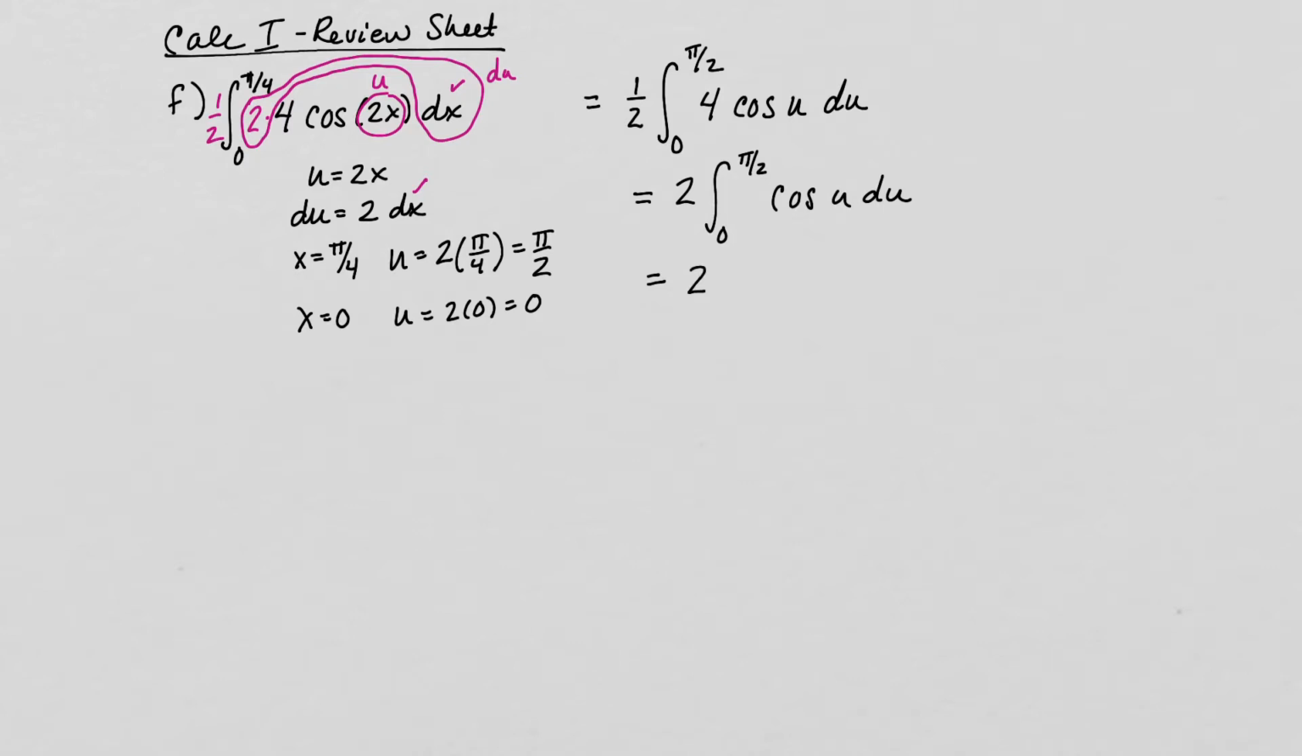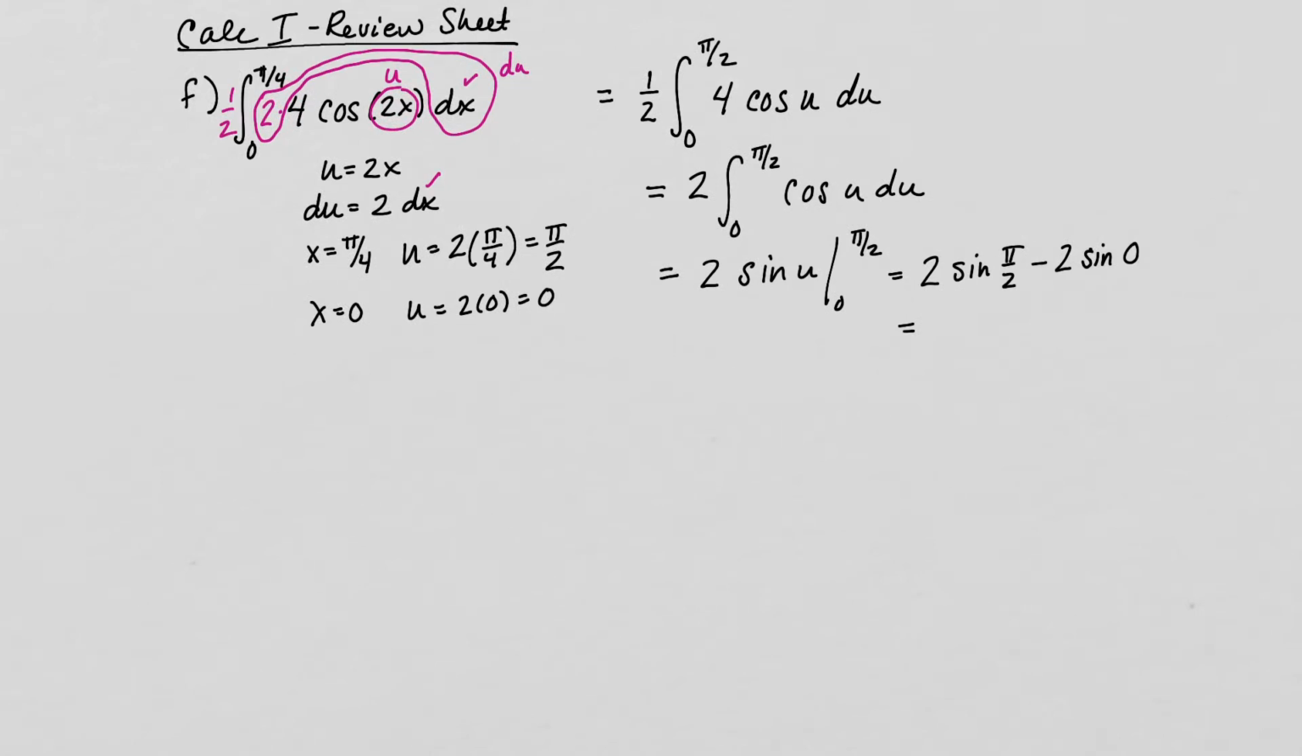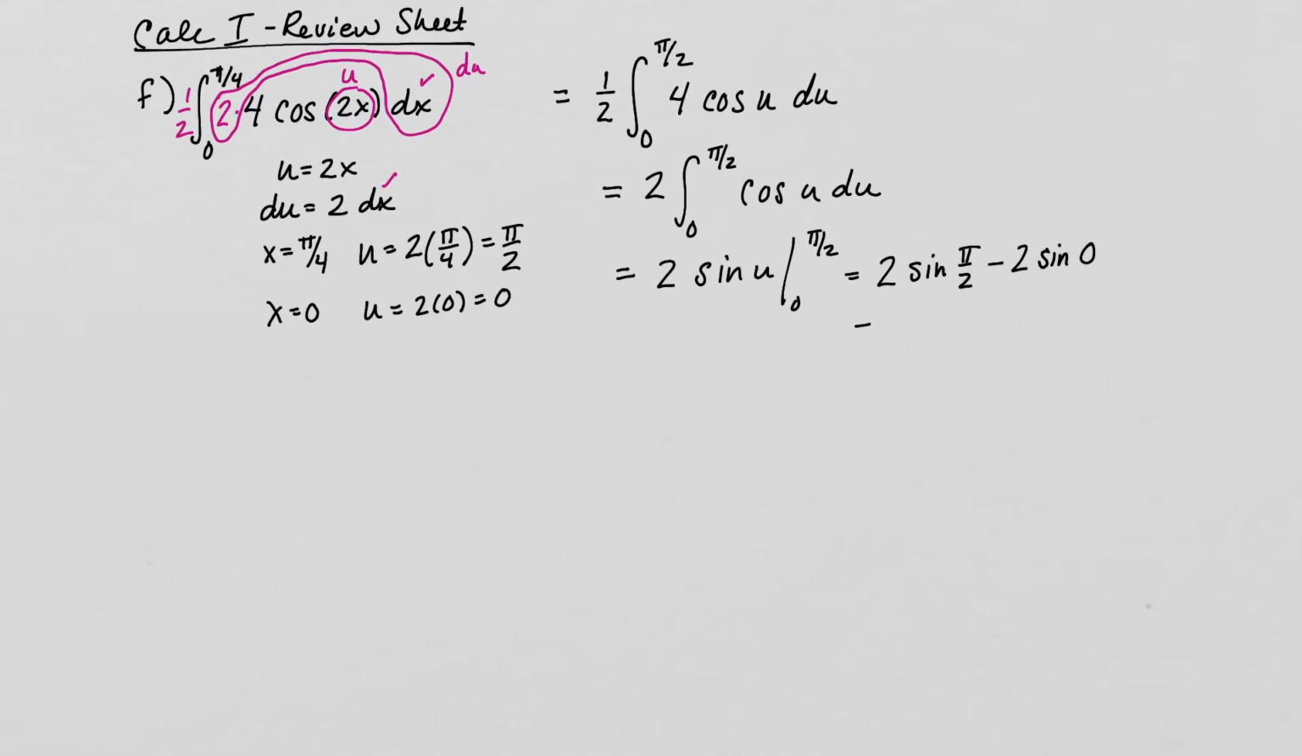So this is just 2 sine u evaluated from 0 to pi over 2. And so then we're just going to plug in those limits of integration. So this is going to be 2 sine of pi over 2 minus 2 sine of 0. So the sine of pi over 2 is what? Anybody remember what the sine of pi over 2 is? Okay, yeah, 1. Right, exactly, it's 1.